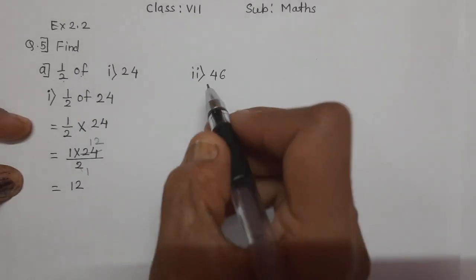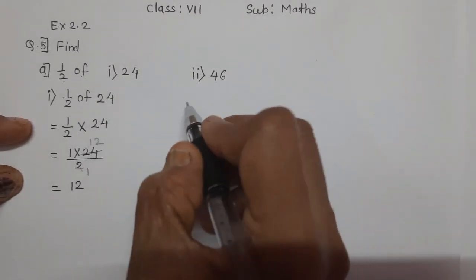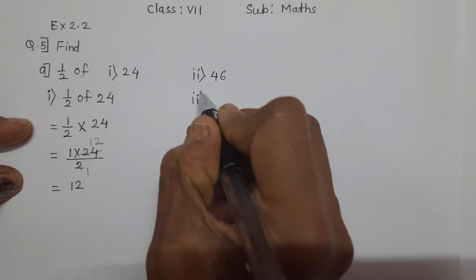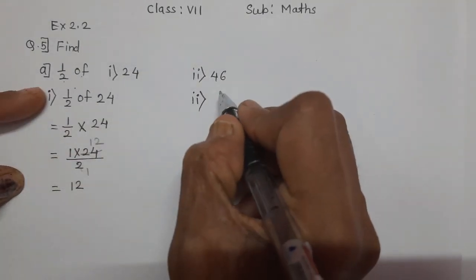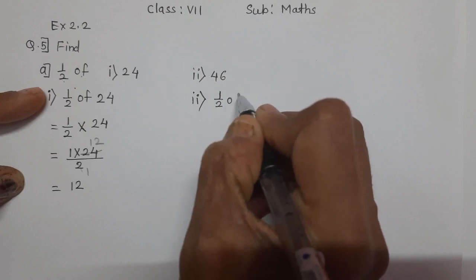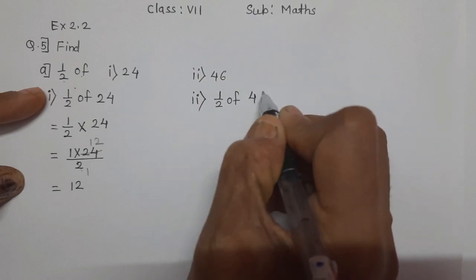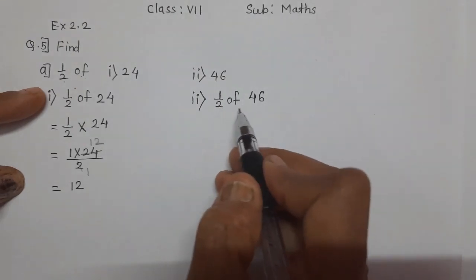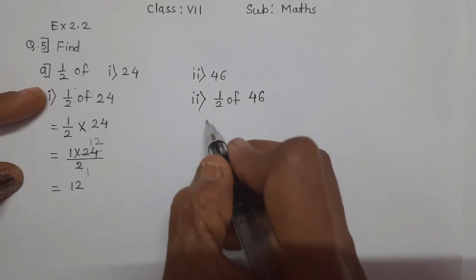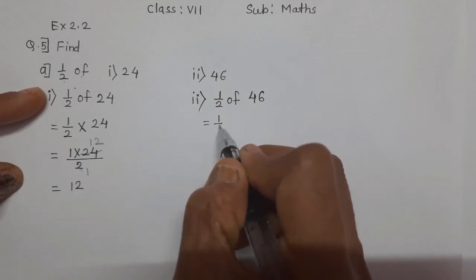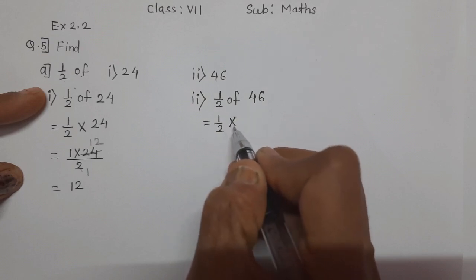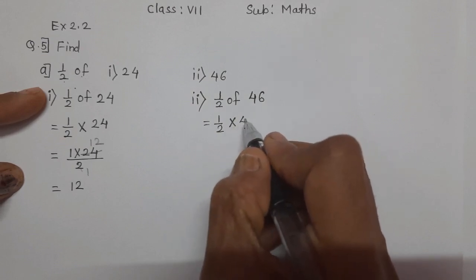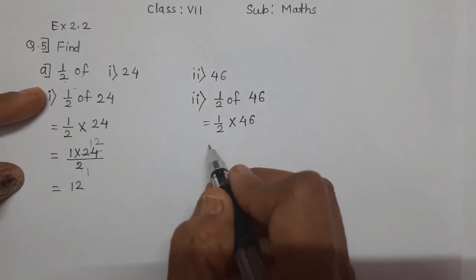Okay, so now see here, second one, 46. What is second one? Half of 46 we have to find, okay. So half of 46. Now see, right here 1 upon 2 of represents multiplication. Of means what we have to do here? Multiplication. Multiplied by 46. Okay.